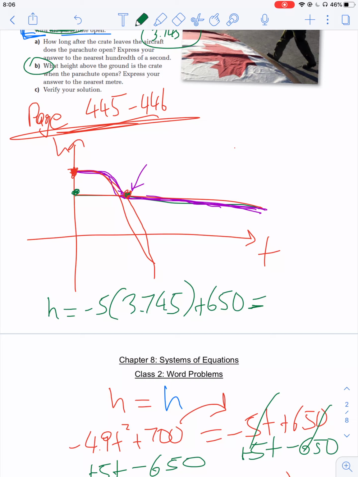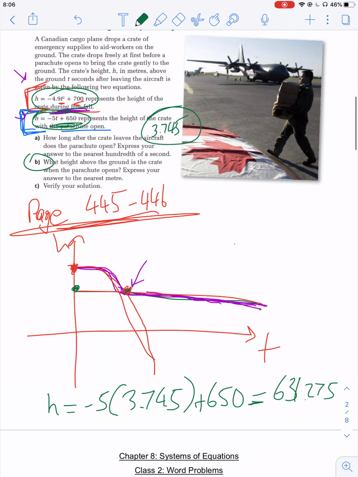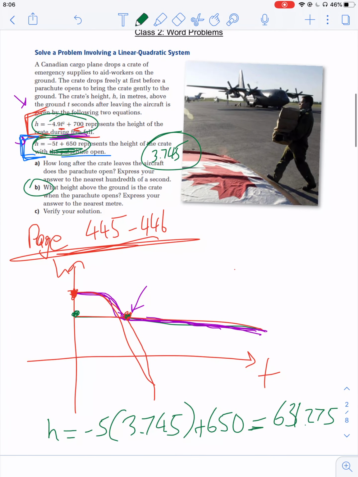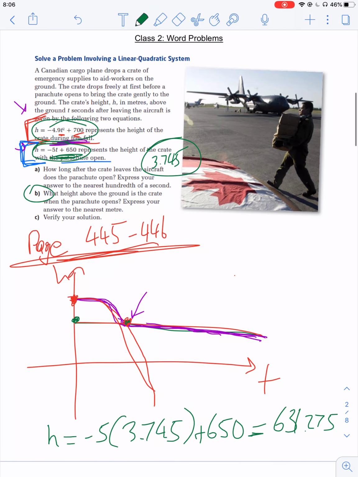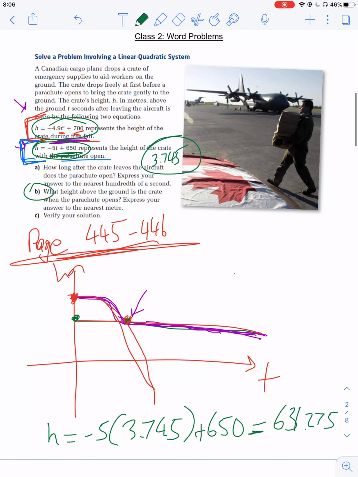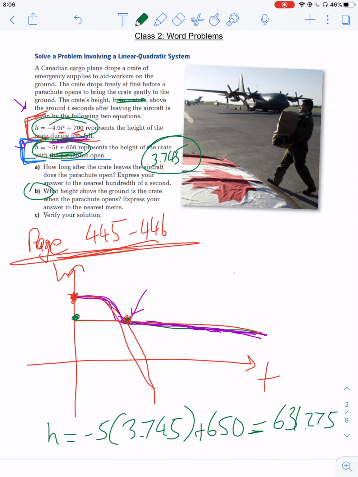So let's work this out. Minus 5 times 3.745 plus 650. When you do that, you get 631.275. And again, I think it's in meters, right? Or is it kilo? Oh no, this is a plane, so h is probably in meters. Okay, it's still in meters.